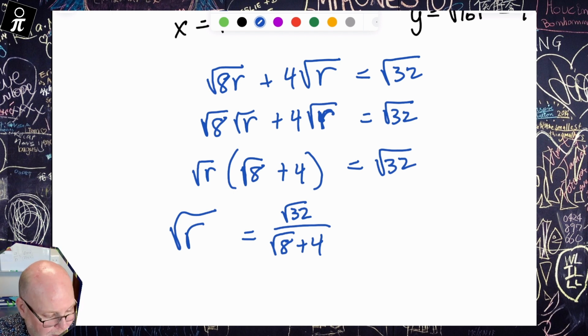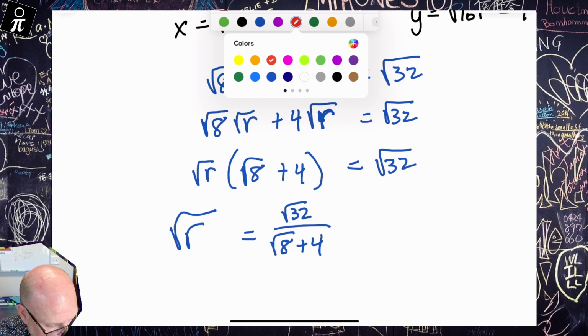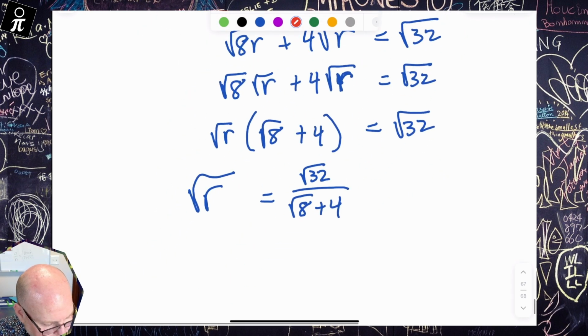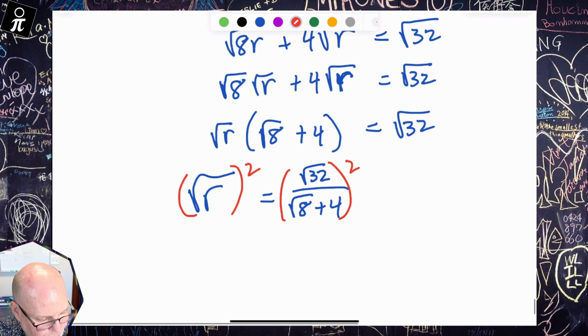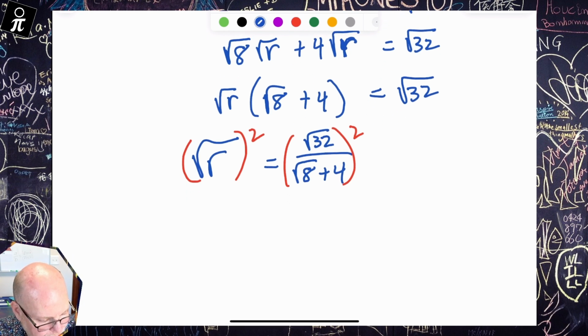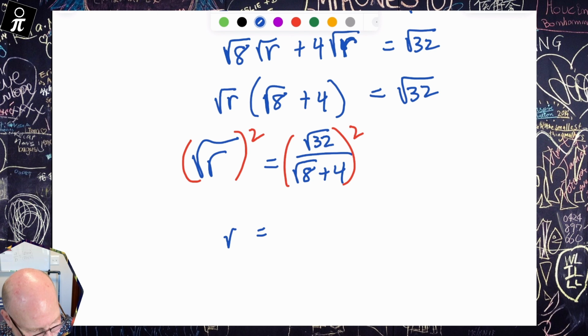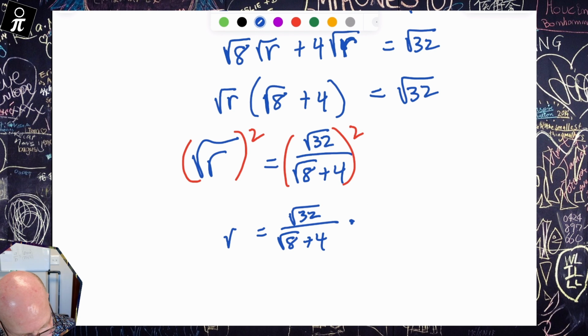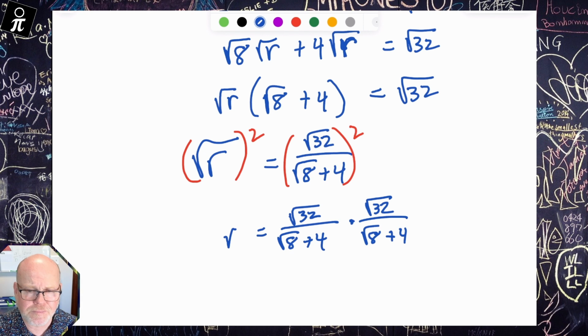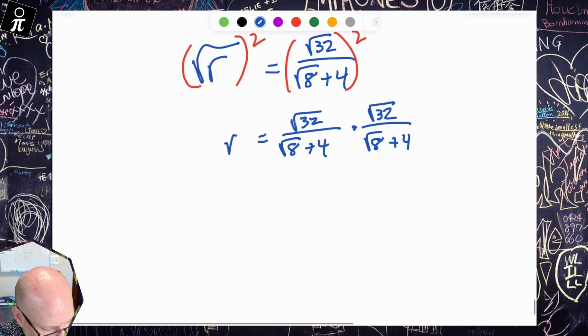We have to square both sides. So I'm going to square this side and I'm going to square this side. So what do we end up with? Well, we end up with r on the left side. And then on the right side, we've got the square root of 32 over the square root of 8 plus 4 times the square root of 32 over the square root of 8 plus 4. Goodness gracious. So let's simplify.